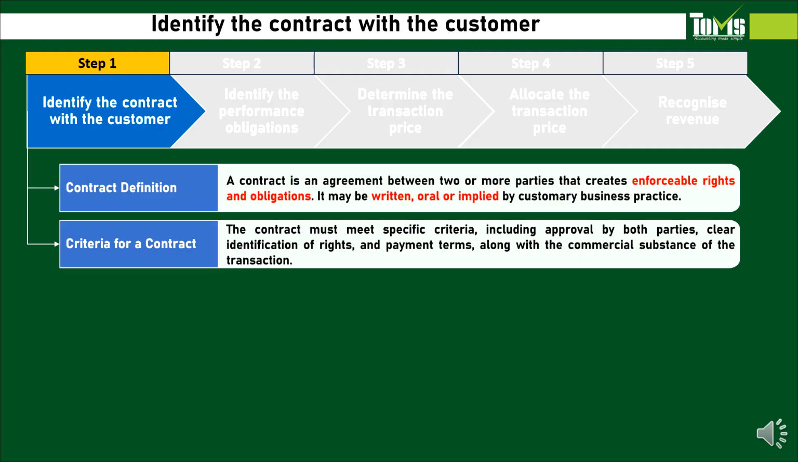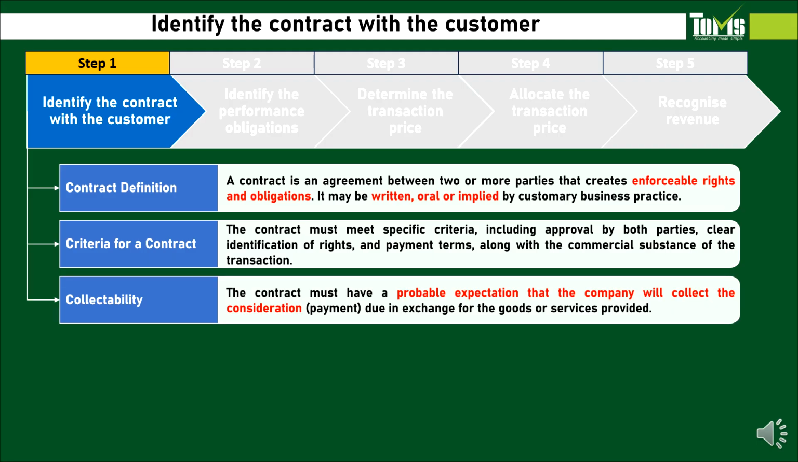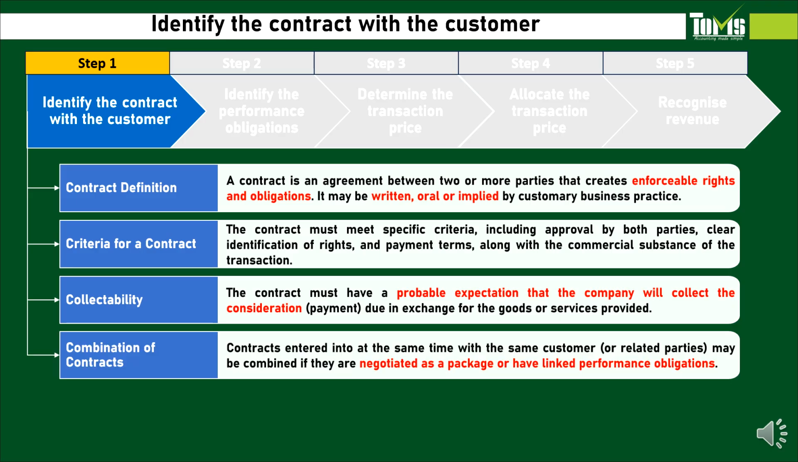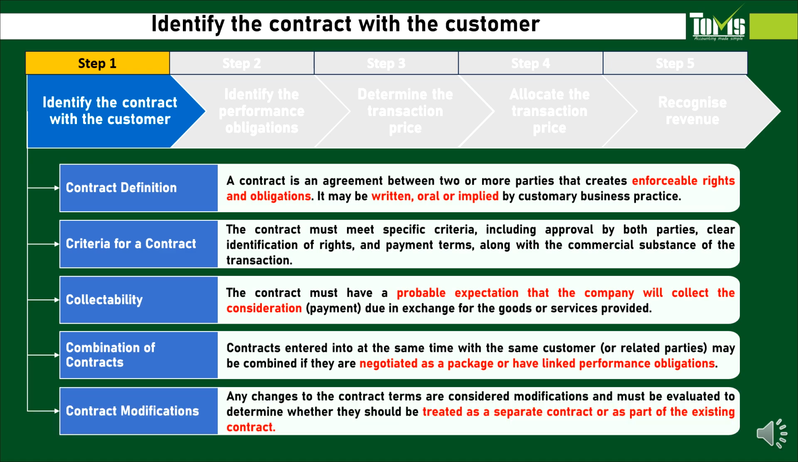each party, have payment terms in place, have commercial substance, it must be a real business transaction, have a probable expectation of payment. If multiple contracts are negotiated together or have linked performance obligations, they may need to be combined under IFRS 15. If there are any changes to the contract, we need to check whether they should be treated as a new contract or just an adjustment to the existing one.